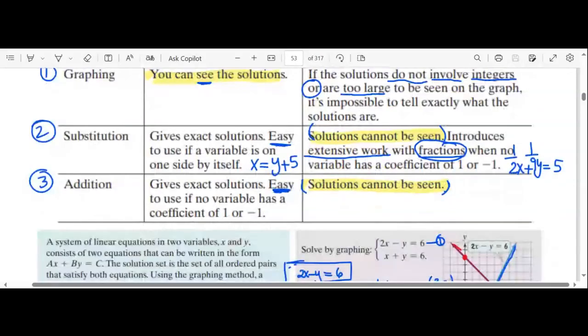The second method is called substitution. It gives an exact solution. It is easy to use if the variable is on one side by itself. For example, if I have x equals y plus 5, wow, that's very nice. X is isolated by itself and everything is on the right side. The disadvantage: the solution cannot be seen. You cannot see the solution like the graph.